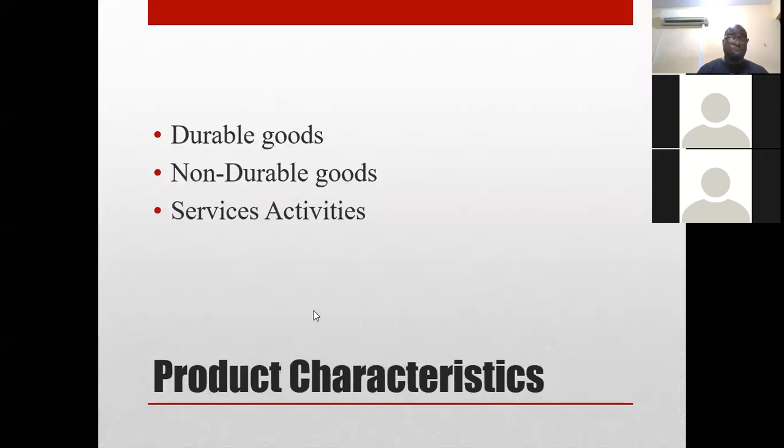So you can segment your market based on whether the person wants to buy durable goods or non-durable goods, or the person is looking for a service. All right.